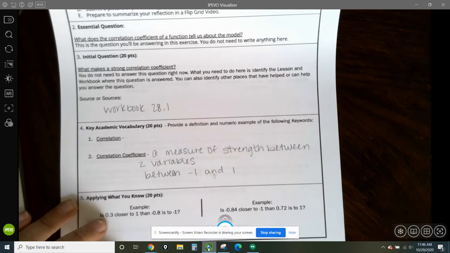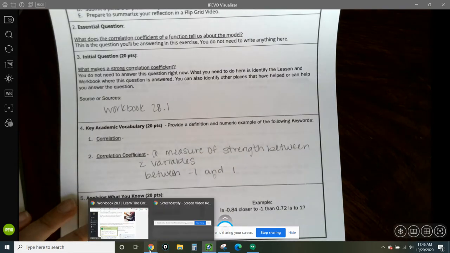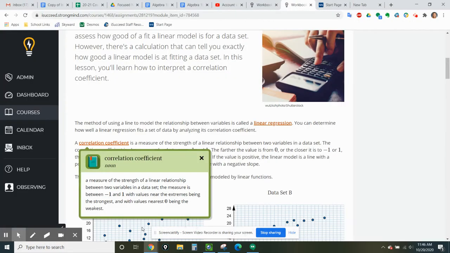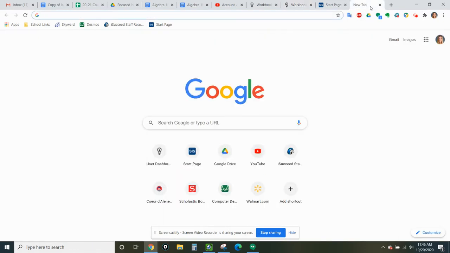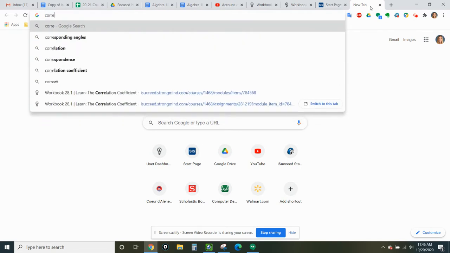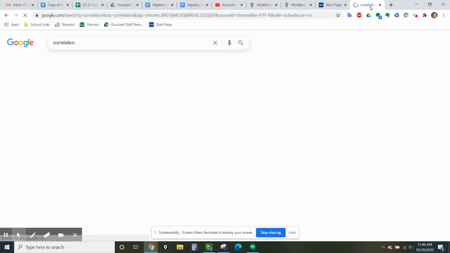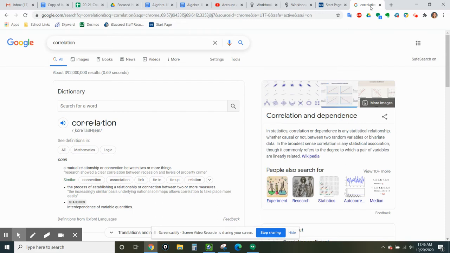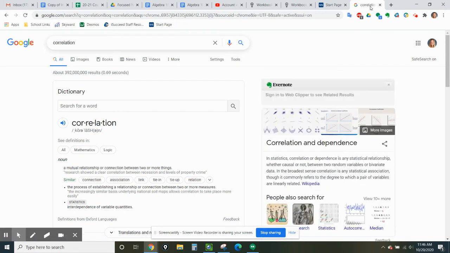We didn't find a definition for the word correlation. If you can't find it in the lesson, this is a time when you can just search for it. Correlation says a mutual relationship or connection between two or more things. So I'm going to write: a connection between two or more things.